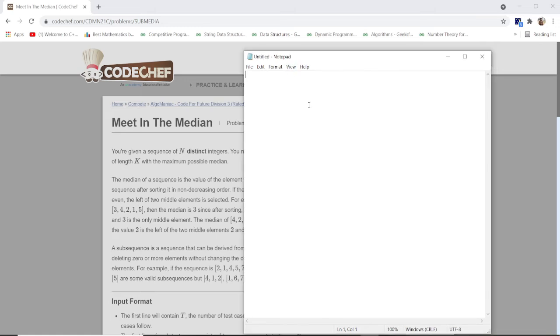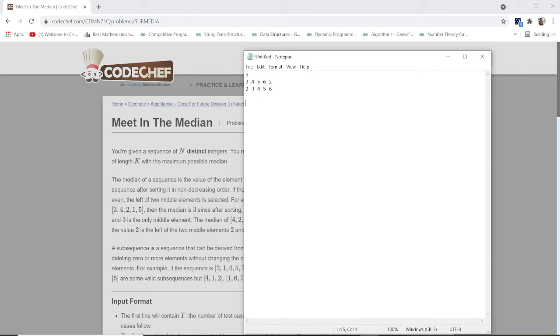Suppose we have an array. The array size is 5, and the values of the array are 3, 4, 5, 6 and 2. If I sort this array, it becomes 2, 3, 4, 5, 6. So I have to find the median here. The median here is 4 because it lies in the middle. It has 2 left values and 2 right values. So the median is 4.